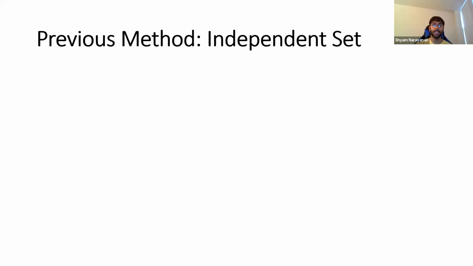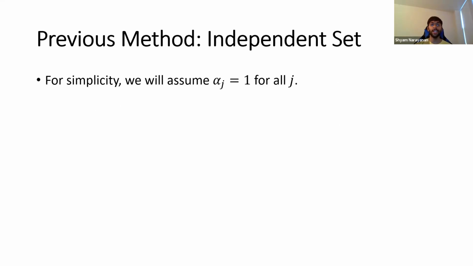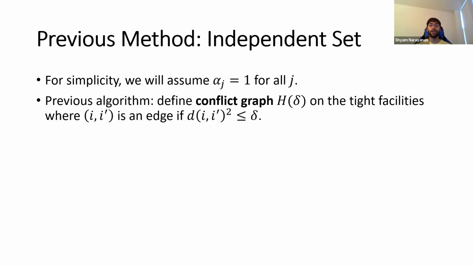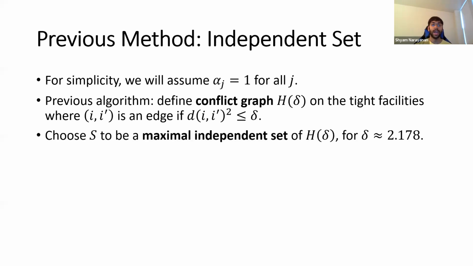So the previous method for doing this is based on independent sets. For simplicity, I'm going to assume alpha j is 1 for all j. The previous algorithm is to define what's called a conflict graph, which we call H of delta, on the tight facilities. The tight facilities are precisely the set of facilities that we're allowed to choose for the final centers. We draw an edge between two tight facilities i and i prime if their squared distance is at most delta. The idea is we choose delta to be roughly 2.178, and we choose S to be some maximal independent set of H of delta.